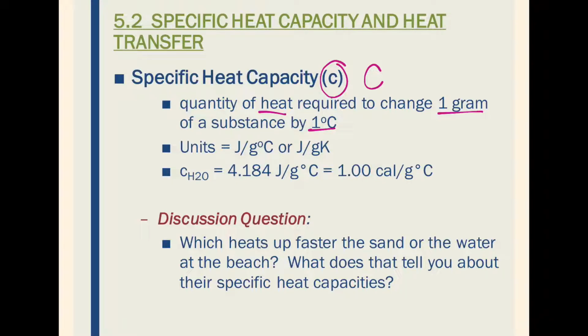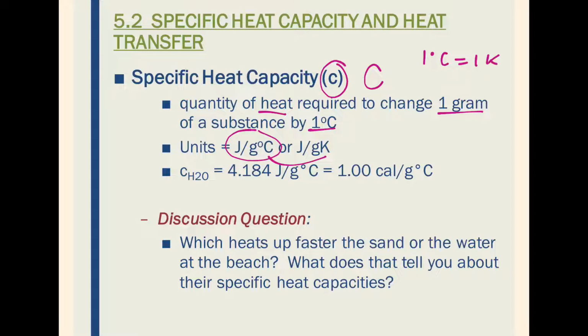So we'll typically see something that looks like this, joules per gram degree Celsius, or we might see joules per gram Kelvin. 1 degree Celsius and 1 Kelvin are equal amounts of energy. So really you could use those two interchangeably in that case. Okay, so they're not the same number, but the amount of energy in 1 Celsius degree and 1 Kelvin are equivalent.